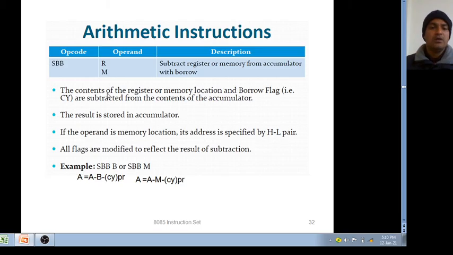So here we will use B instead of C, as SBB R. A equals A minus R minus borrow. Borrow means the previous carry flag. Previous carry flag or borrow is the same thing. And similarly, SBB M is A equals A minus M minus CY previous. Okay, again it modifies the result after subtraction and it affects the flag registers.